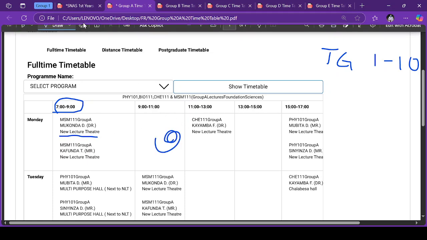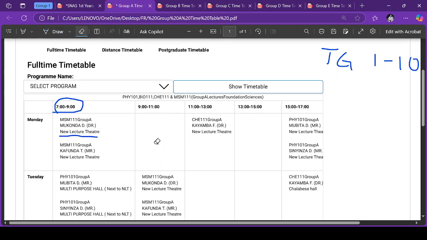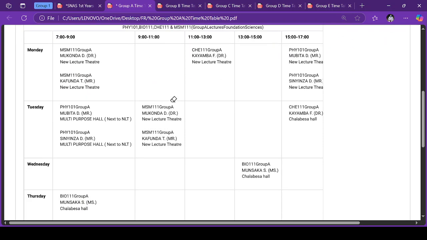Are you getting it? You can't have a tutorial and a lab at the same time. No, it doesn't happen like that. So I'm giving you this exercise. If you want to understand your timetable easily, just copy this.